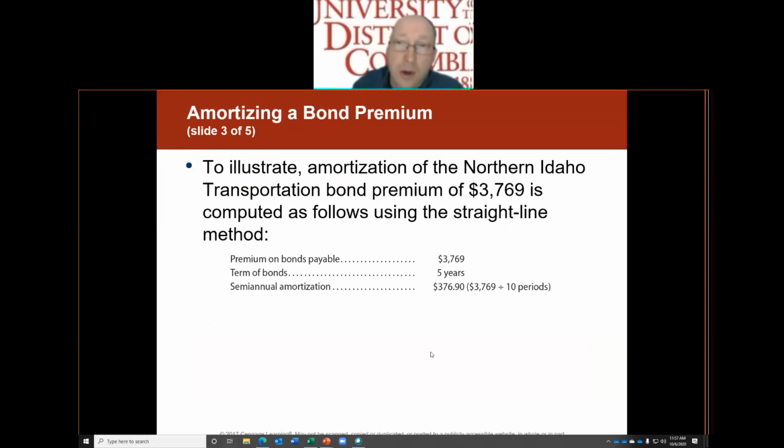So how does it look? Through this example, we have a premium on bonds payable of $3,769. The life of the bond is 5 years. So we can pay out through semi-annual amortization $3,769 divided by the 10 periods. 10 periods because it's 5 years. Semi-annual means we do it twice per year. That gives you $376.90.